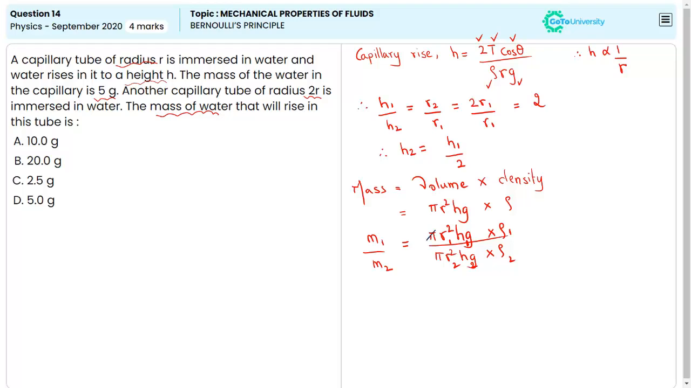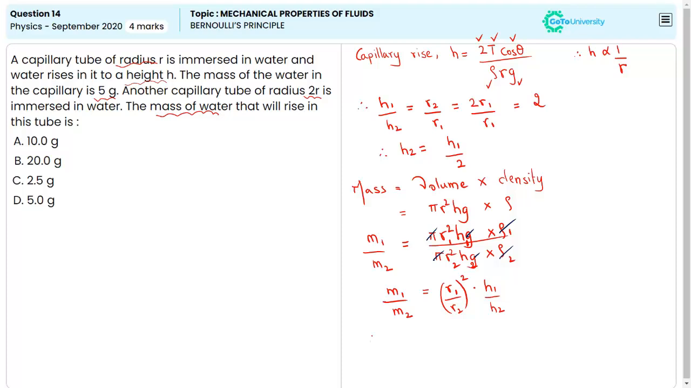Now from this case, I'll cancel pi and pi, I'll cancel g and g. Even density will be same. Rho 1 and rho 2 will be same, and I am cancelling it. So here what you will get is r1 upon r2 square multiplied by h1 upon h2, and here it will be m1 upon m2.